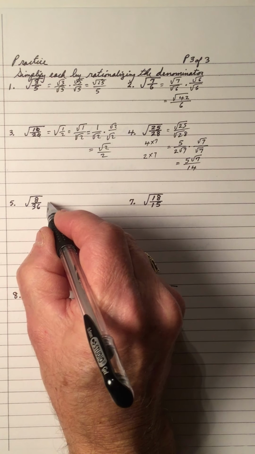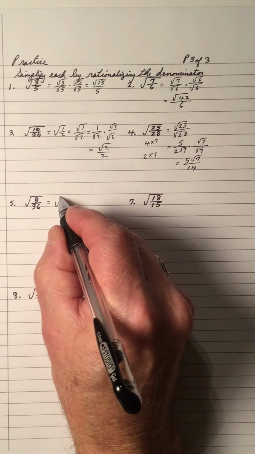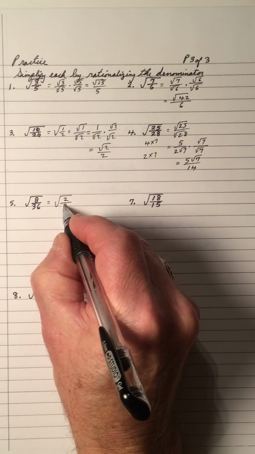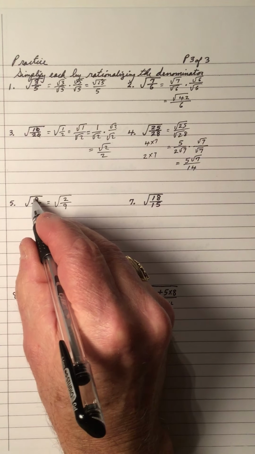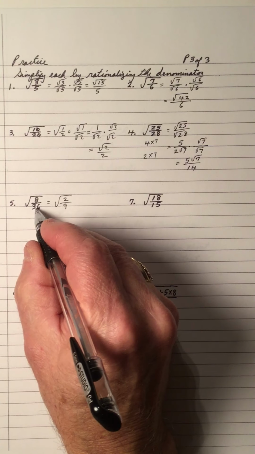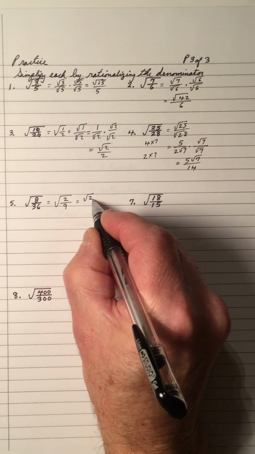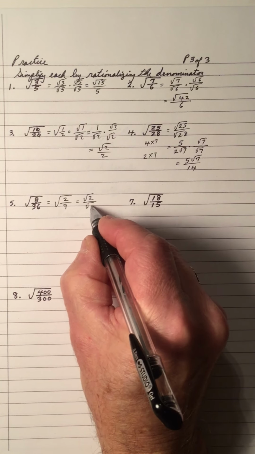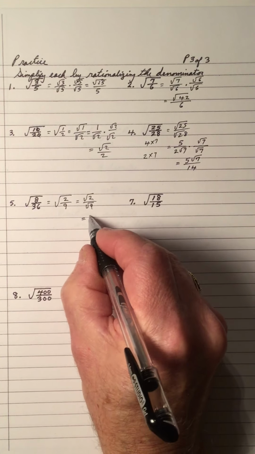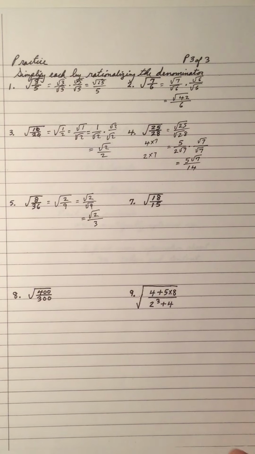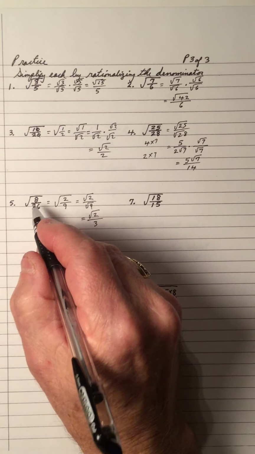And 8 and 36 can reduce. 4 goes into 8 twice. 4 goes into 36, 9. So reducing this, dividing both numbers by 4, makes a smaller number. So this becomes the root of 2 over the root of 9. So that becomes the root of 2 over 3. So it's rationalized. Reducing it first makes it easier.